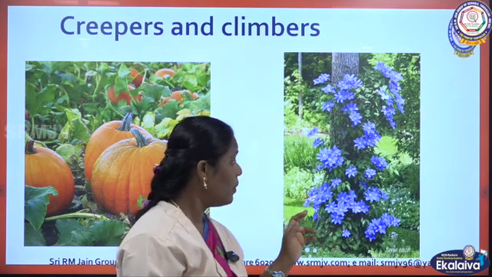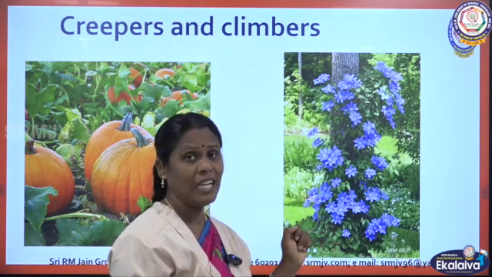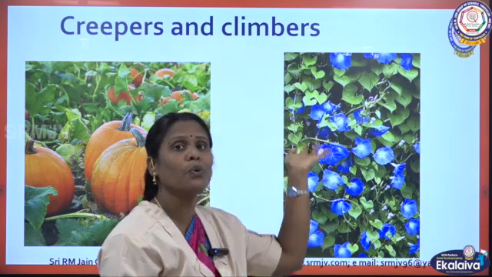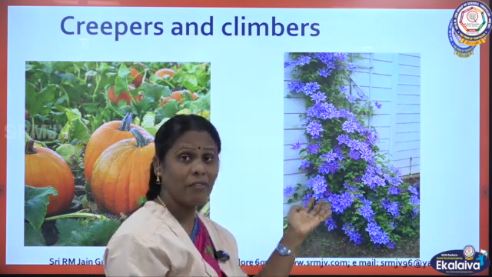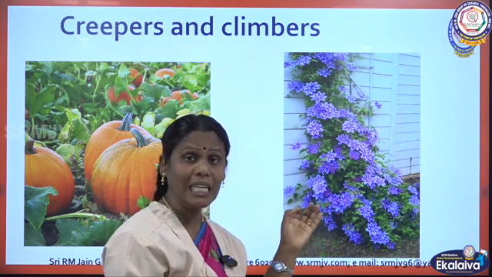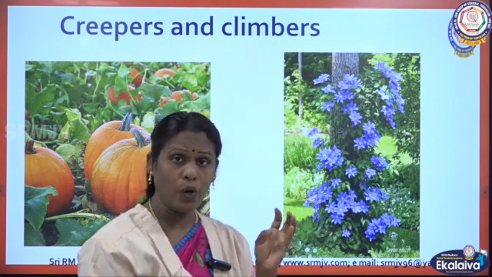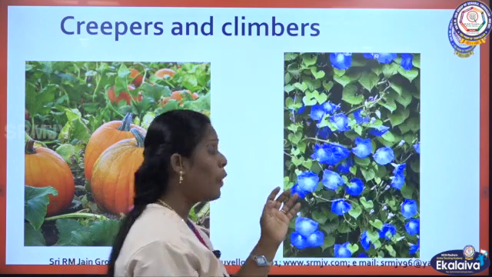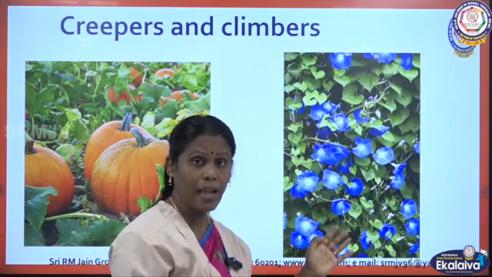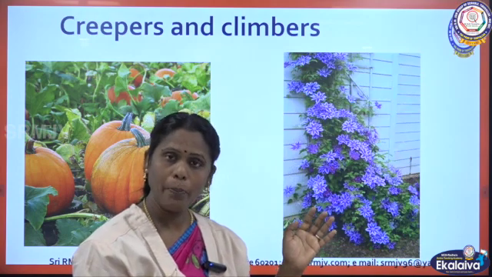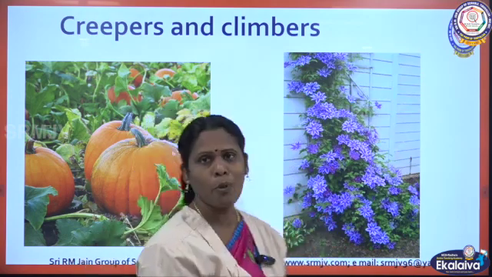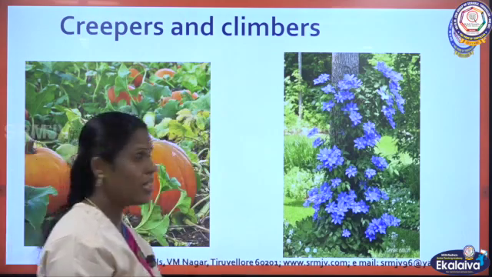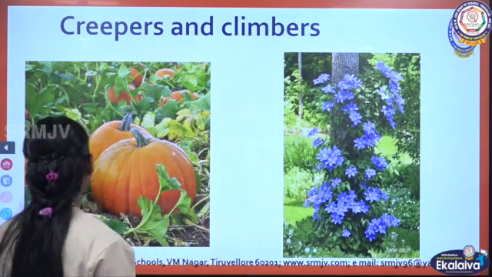Then, climbers. Climbers need support to grow. For example, they need support like a rock, tree or wall, right? Money plant, betel plant and black pepper are examples of climbers. So, these are the types of plants by structure.